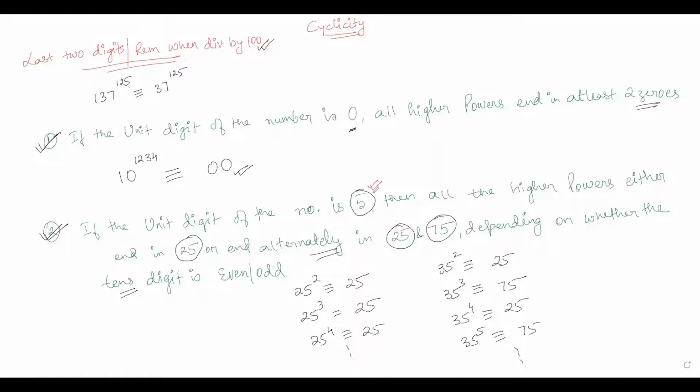So if a number ends in 5 and the tens digit is an even number, then its higher powers will always have the last two digits as 25. Whereas if the unit digit is 5 and the tens digit is an odd number, in that case, the higher powers of all such numbers will end alternately in 25 and 75.